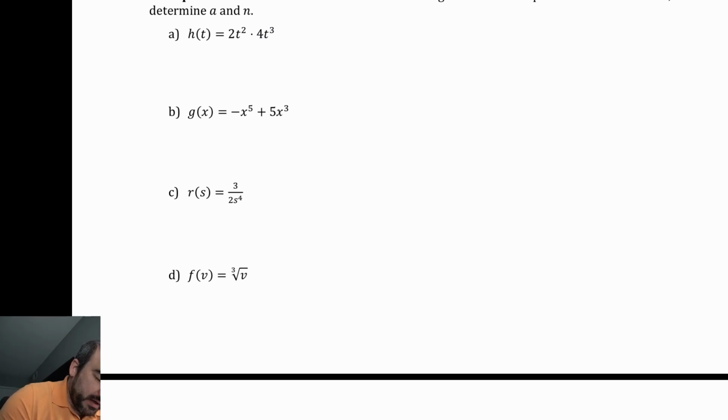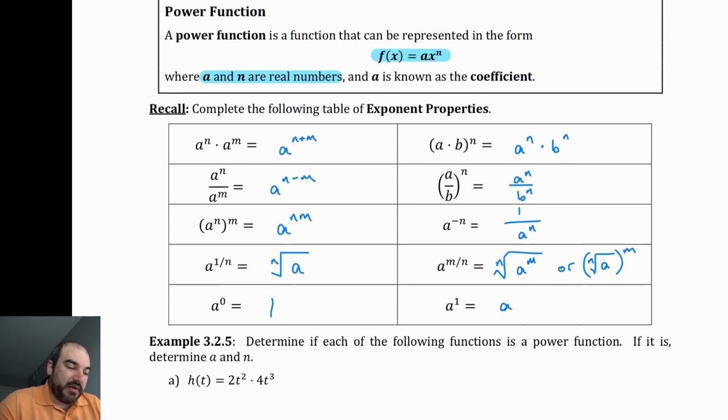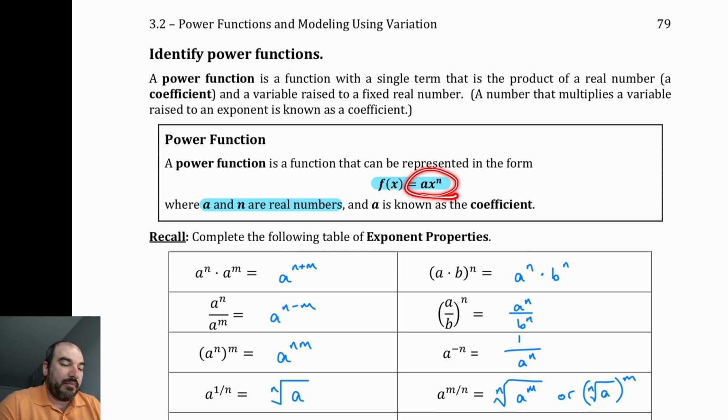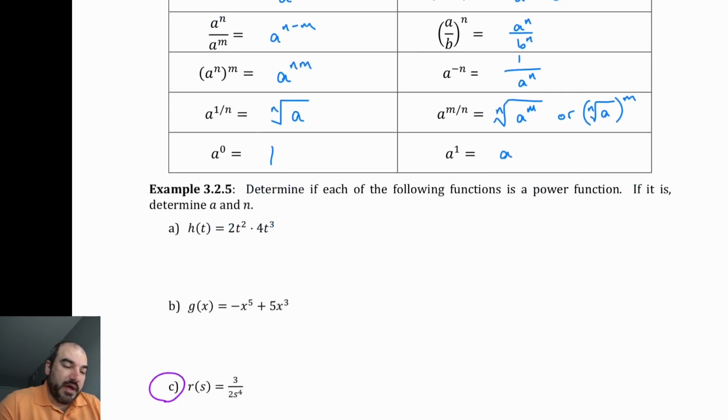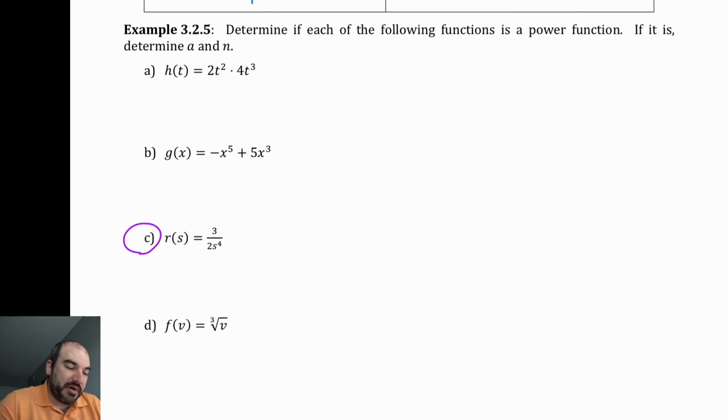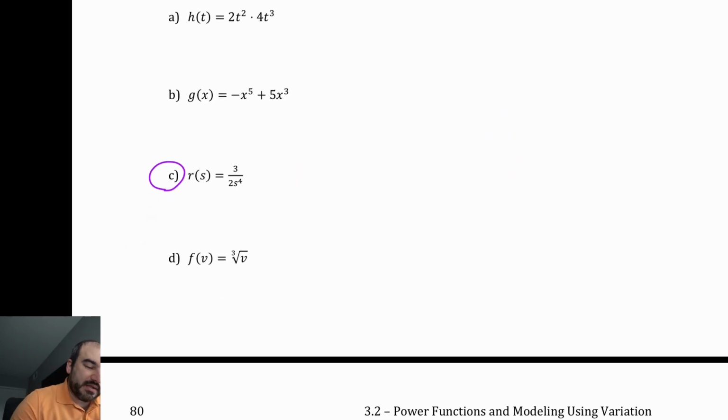if we take part C, that doesn't look like a power function because there's a fraction. This down here kind of looks like a power function, right? 2s to the fourth. But the whole thing by itself doesn't look like a number times x to an exponent. But we can remedy that using the properties of exponents. What we can do is separate this out and say this is 3 over 2 times 1 over s to the fourth. Right, we can separate that out and write it as a product.